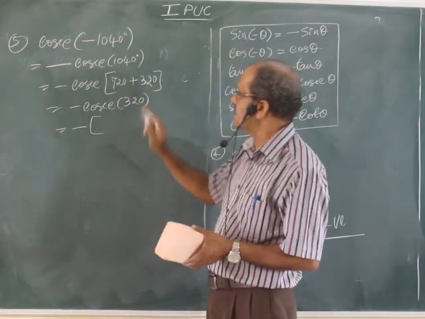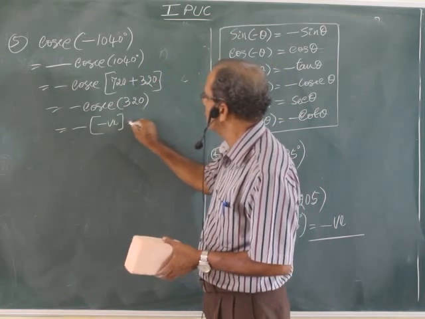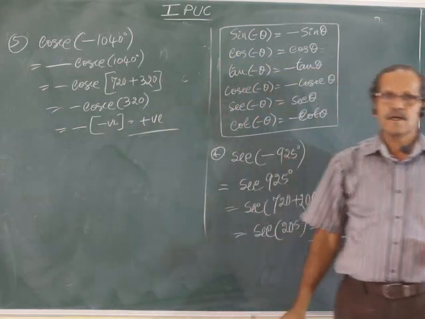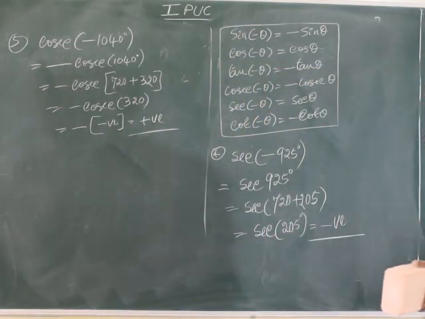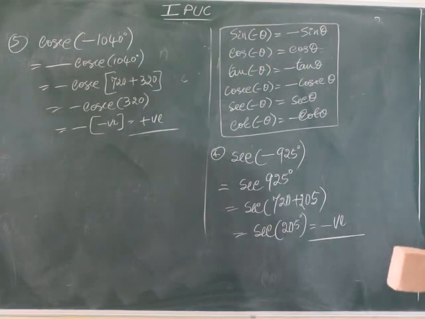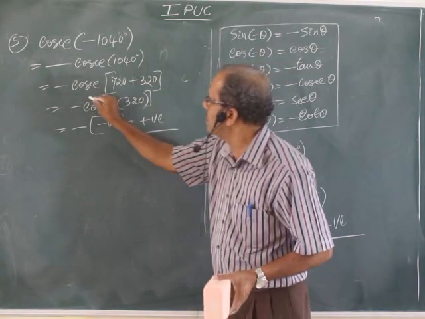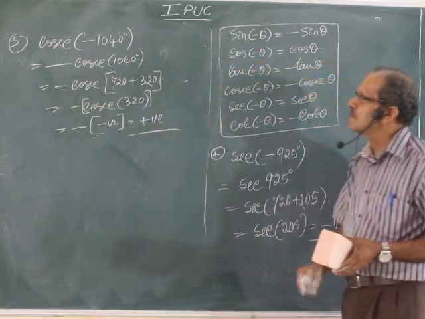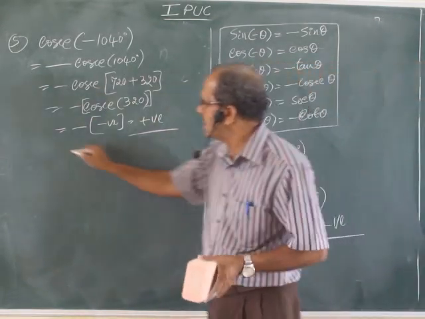320 comes in the last quadrant, fourth, where cosecant is minus. So minus of minus becomes plus. Cosecant 320, last quadrant, in which cosecant is negative. So minus of minus becomes plus. Deciding the sign of the trigonometric ratios.